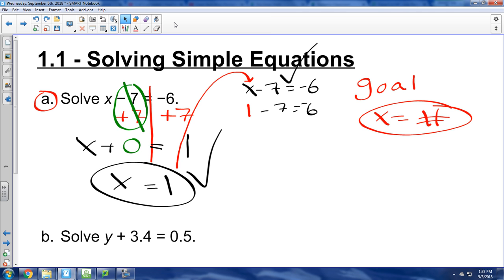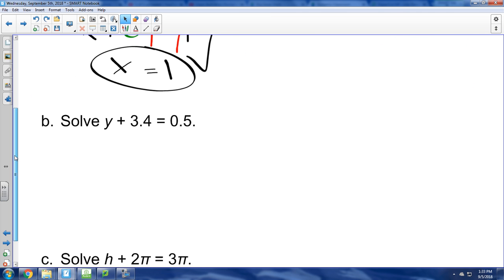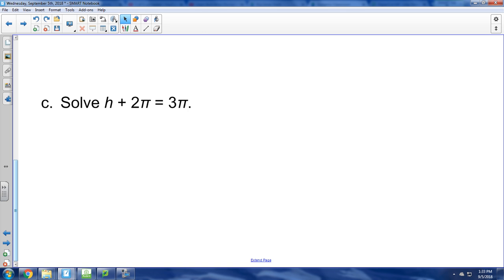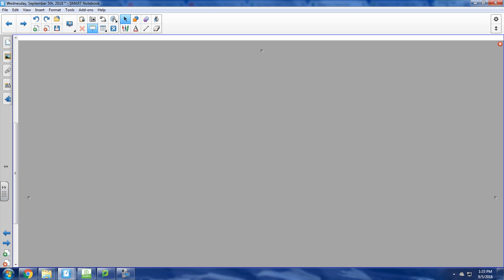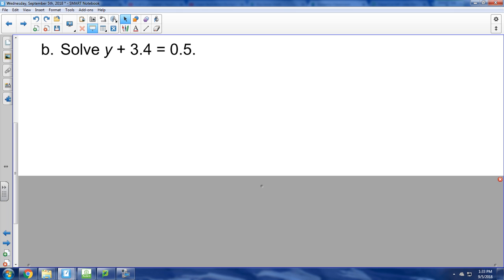Example 2 is really not a whole lot different. It's just that there are decimals going on here. You follow me? So don't worry about it. It is annoying, but we can handle it. We have y plus 3.4 equals 0.5. Tell me, someone, what do we want to get rid of? Get rid of is the word I'll use. Eva?